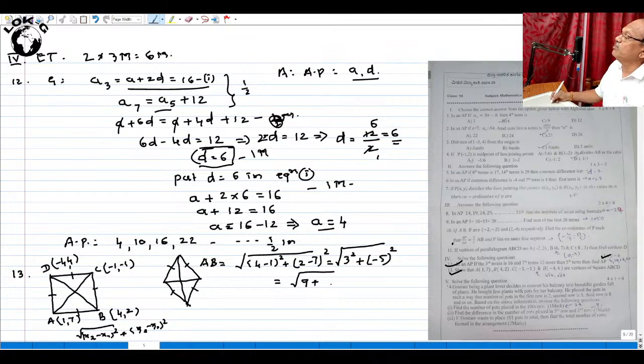Minus into minus will be plus. You will get 25. Root of 25 plus 9 is root 34. Therefore, the AB side came out to be root 34. Similarly, go on getting BC. This is a lengthy problem as far as calculations are concerned.